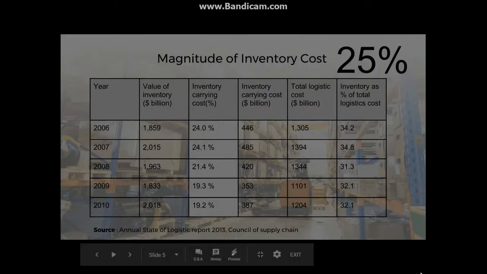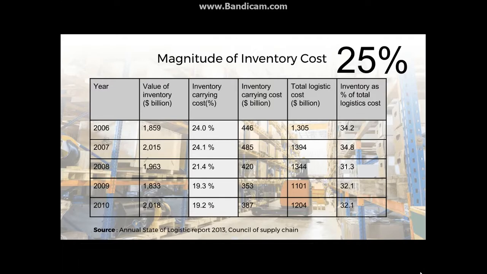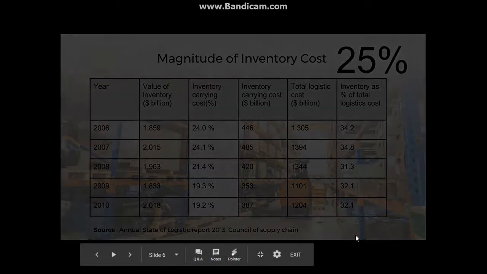This is the reason why most companies set a clear figure for their inventory carrying cost, and most firms set it at 25%. According to the Logistics Report 2013, you can see in the column here that the inventory carrying cost is about 19 to 24%, not over 25. So this makes it more clear.